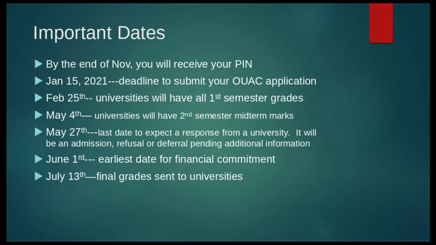Important dates. By the end of November, you should be receiving your PIN number. January 15th, 2021 is the deadline to submit your OUAC application. February 25th, universities will have all first semester grades. May 4th, universities will have second semester midterm marks. May 27th, the last date to expect a response from a university. It will be an admission, a refusal, or a deferral depending on additional information. June 1st, earliest date for financial commitment, and July 13th, final grades are sent to the universities.